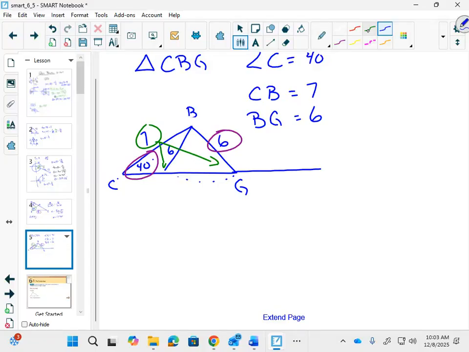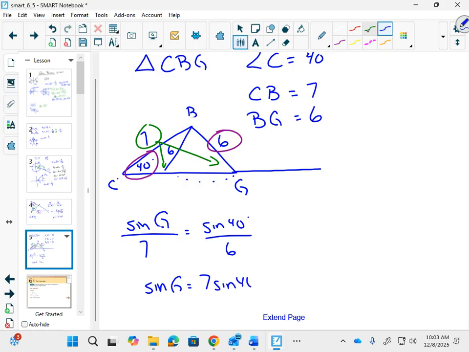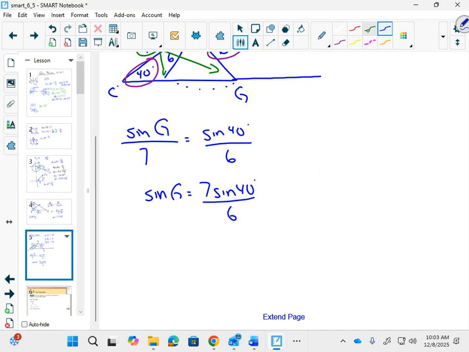Well, we set up our sine law. So I want to find angle G. So since I'm finding the angle, I put sine of G on the top. That's going to be over 7 equals sine of 40, over 6. And I can get sine of G by itself by multiplying both sides by 7. I go to my calculator, I type this in, 7 sine 40 divided by 6. And on my calculator, I get 0.74.